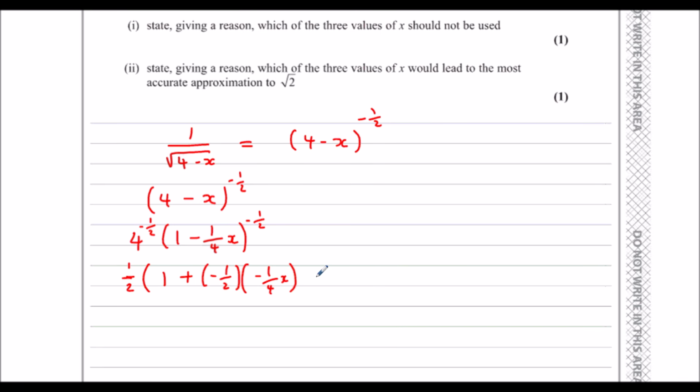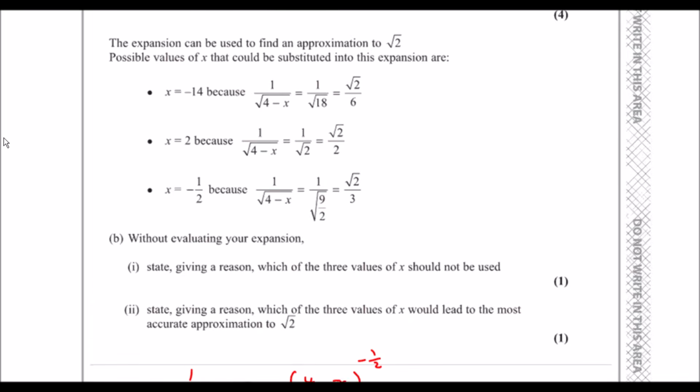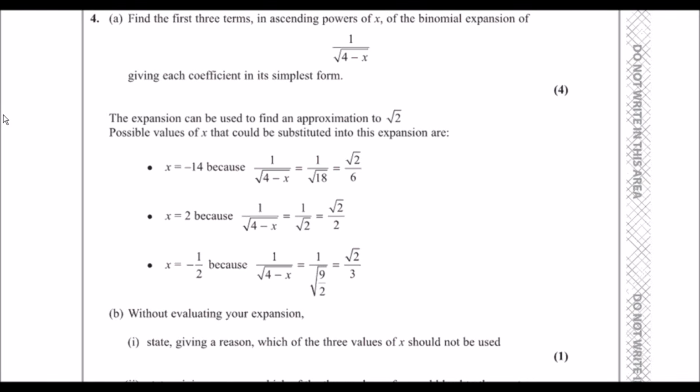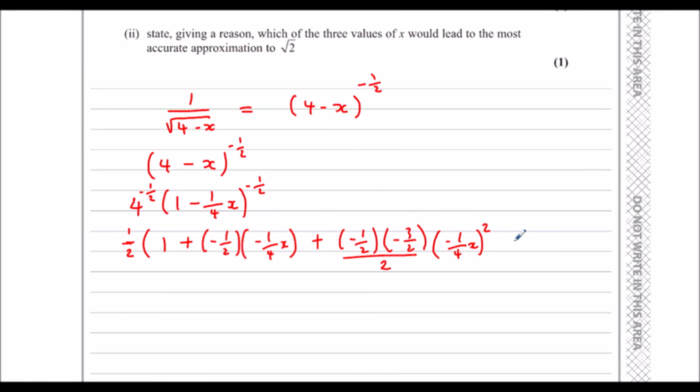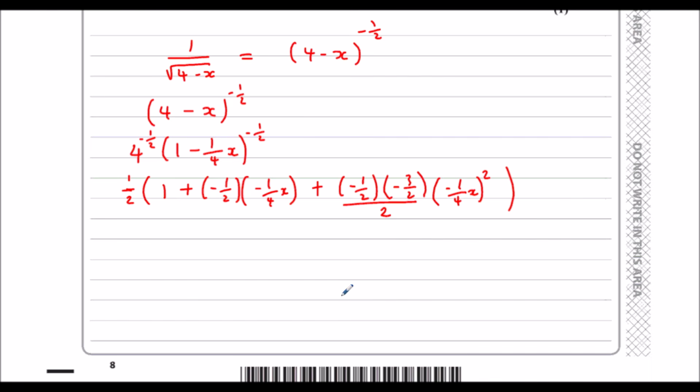1 plus nx plus n times n minus 1. So it's minus a half times minus 3 over 2 over 2 factorial, so 2, times x squared. The first 3 terms, 1, 2, 3. So let's simplify this now.